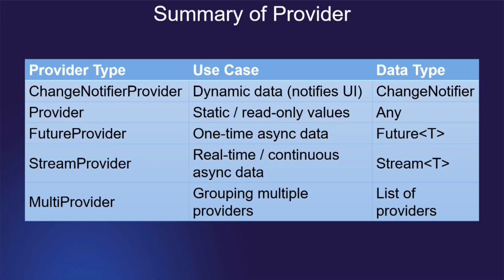Basic provider is used for static or read only values and you can use any data type with that. In future provider, we can use one-time asynchronous data and data type must be of type future. Stream provider is generally useful for real-time or continuous asynchronous data and its data type is stream. And multi-provider is generally used for grouping multiple providers and its data type should be list of provider.